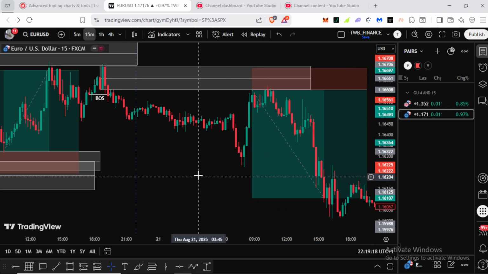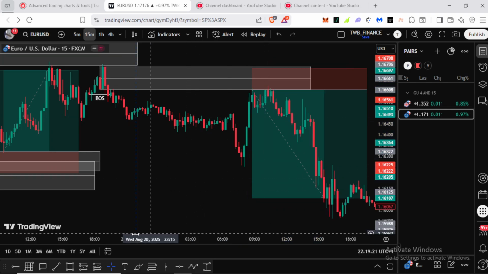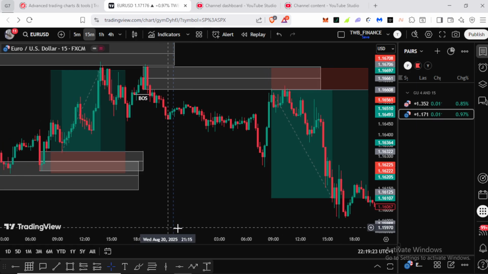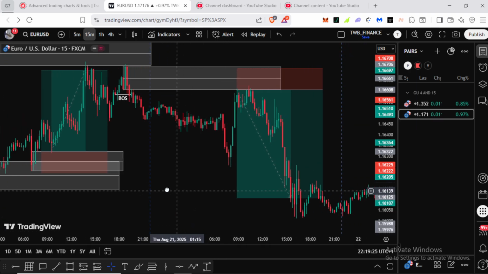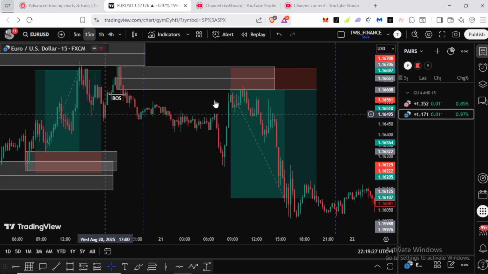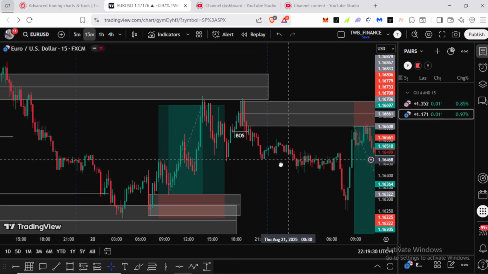So you can see how I missed this beautiful trade. Beautiful trade. Without stress. Nothing. Beautiful in and out. So we are good. We are good to go.